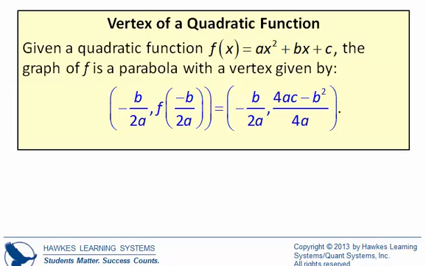and we have this formula. Negative b over 2a is going to produce the x value in your vertex, and f of negative b over 2a is going to produce the y value. When we are working problems, this is the version of the formula that we're going to focus on.